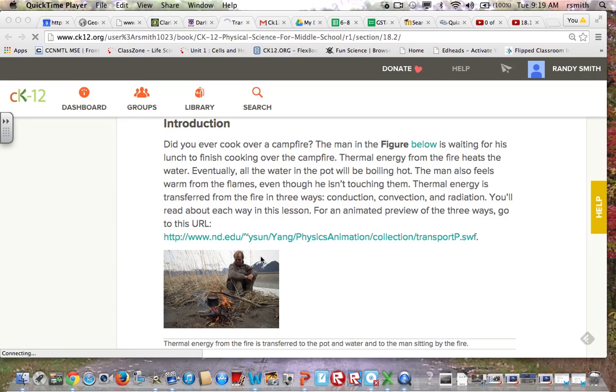Did you ever cook over an open campfire? The man in the figure below is waiting for his lunch to finish cooking over the campfire. Thermal energy from the fire heats the water. Eventually, all the water in the pot will begin to boil. The man also feels warm from the flames, even though he isn't touching them. Thermal energy is transferred from the fire in three ways: conduction, convection, and radiation. You'll read about each way in this lesson. If you want to preview, you can go to this physics animation video and take a look.